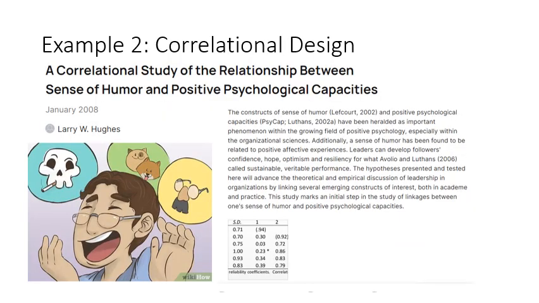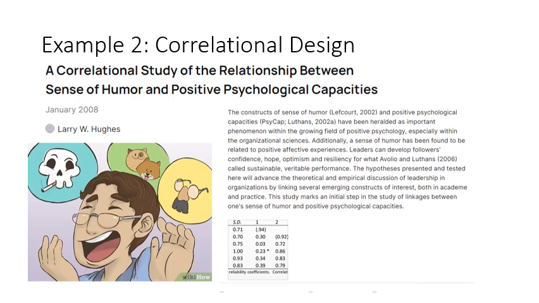Example 2, the second of the type we talked about, is a correlational design. And the example that we have is a correlational study of the relationship between sense of humor and positive psychological capacities. We'll read the abstract: the constructs of sense of humor and positive psychological capacities have been heralded as important phenomena within the growing field of positive psychology, especially within the organizational sciences. Additionally, a sense of humor has been found to relate to positive affective experiences.